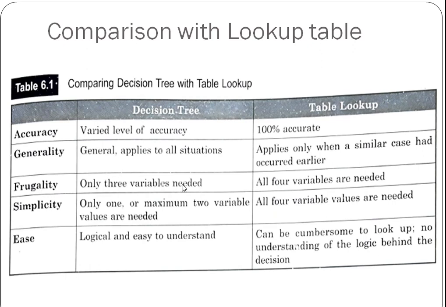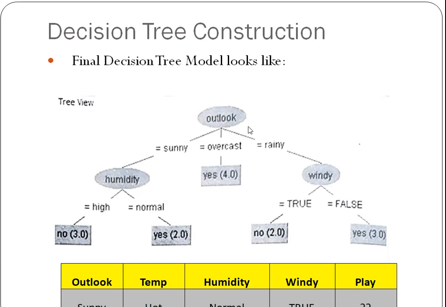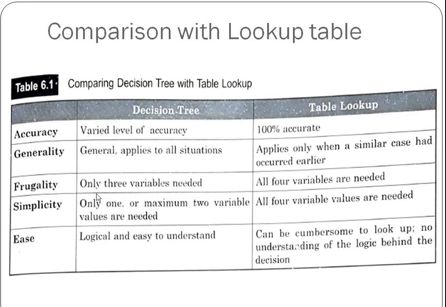Frugality: only 3 variables are needed. If you saw the structure, even though we had 4 attributes, for deciding we needed only 3 variables. So we didn't go for all the data. Only 3 variables needed. Now in the case of table lookup, we need all the 4 variables.